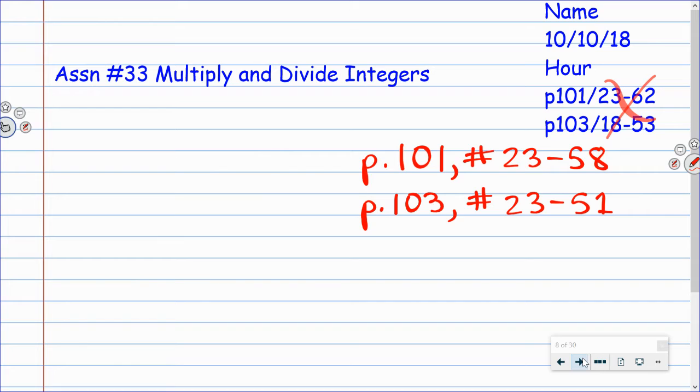So here we go. I changed the problems around slightly. If you want extra problems to do, stick to what was originally planned, 23 to 62, 18 to 52, but those are extras. For everybody else, let's do 23 to 58 from page 101, 23 to 51 from page 103. Pause and come on back when you are ready.